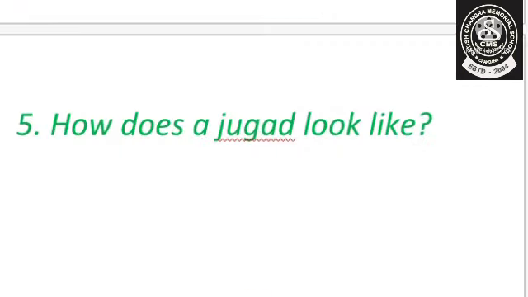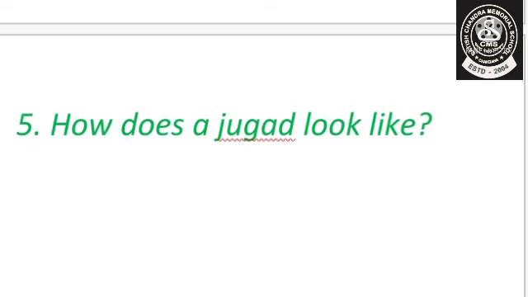The next question is, how does a yogurt look like? We already know about these vehicles. So how does a yogurt look like? If this question comes in the exam, how do you write this answer? Just think. Children, when a question like this comes, how does a yogurt look like, your answer should describe very nicely how it looks.